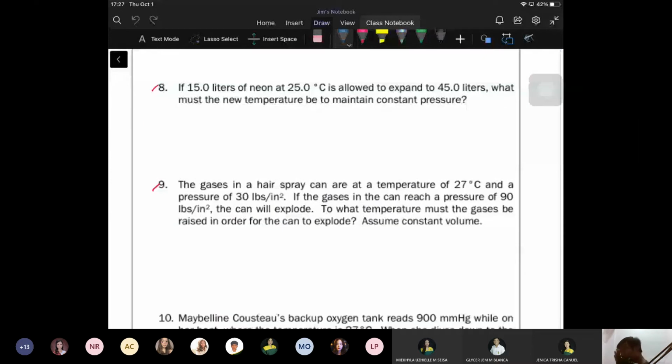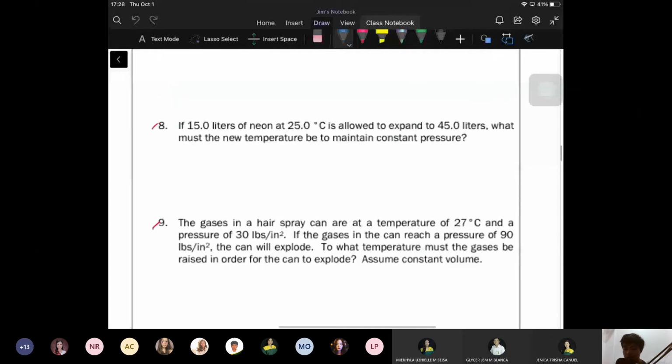Basahin natin yung problem. Sabi dyan, if 15 liters of neon at 25 degrees Celsius is allowed to expand to 45 liters, what must be the new temperature to maintain constant pressure? So, ano yung mga given info sa atin? We are given the volume of neon and the temperature. So ano yung equation that relates volume and temperature? That's Charles' law, no? So according kay Charles' law, V1 over T1 is equals to V2 over T2.